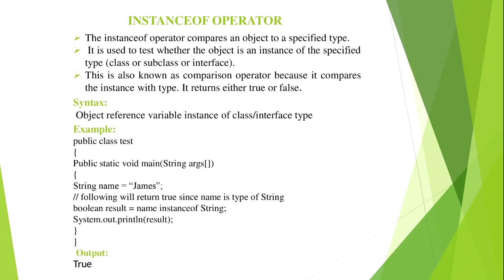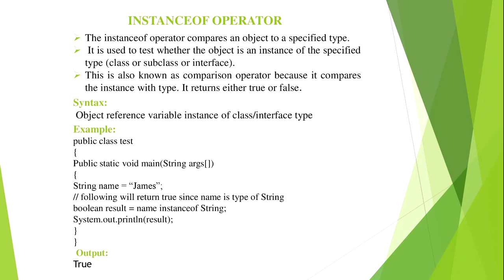See, in the main function, the first statement is String name. String is the class name and name is the object name, and that's why name is an instance of String. It will return the value true. System.out.println(result) means it prints the result, true.